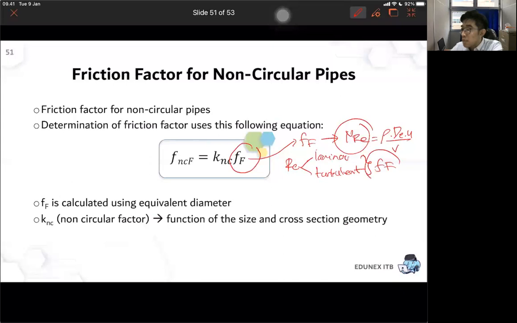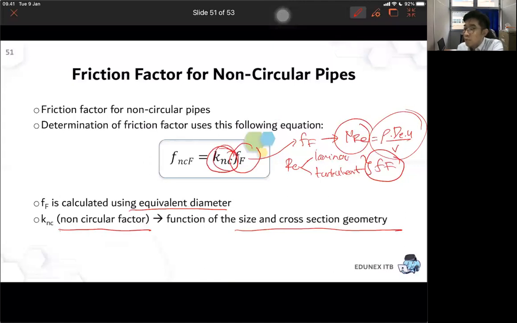But you cannot use this one directly to calculate EF. You need to multiply it with a constant. This is called the non-circular constant or non-circular factor. This is specific based on the size and the cross-section of the pipe. So FF is using the equivalent diameter, this one, and then you multiply it by this one, then you will get this one, and this one you calculate by using the normal equation.